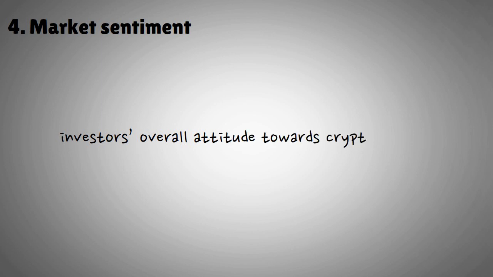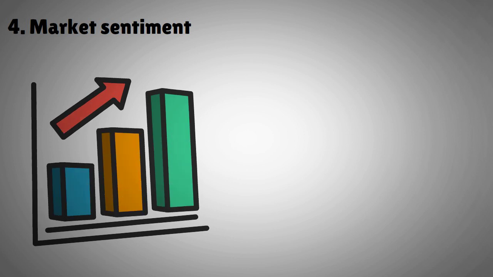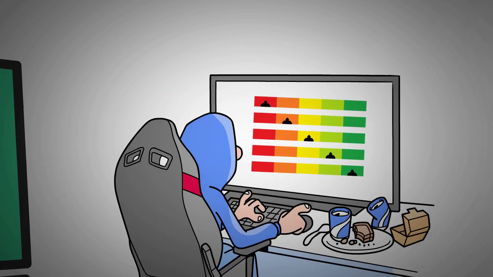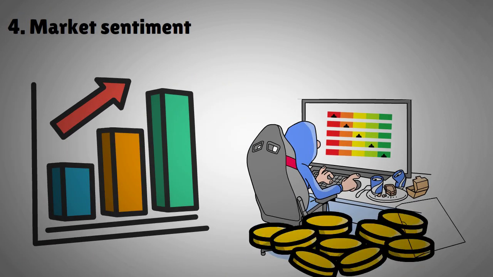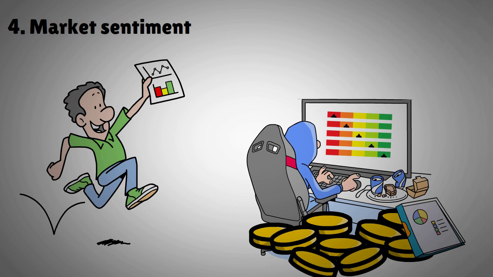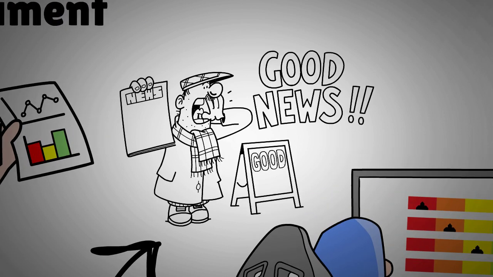Number 4. Market sentiment. Market sentiment refers to investors' overall attitude towards cryptocurrency, which can drive cryptocurrency prices higher. For example, if investors are optimistic about the future of cryptocurrencies, they may decide to acquire cryptocurrency as part of their portfolio. During a bull market, there's often a general sense of optimism, with the crypto ecosystem expressing bullish views. Positive news, such as institutional adoption of cryptocurrencies and technological advancements, can attract even more investors.